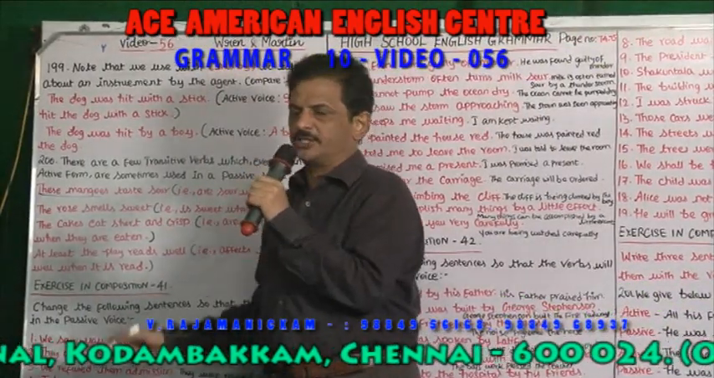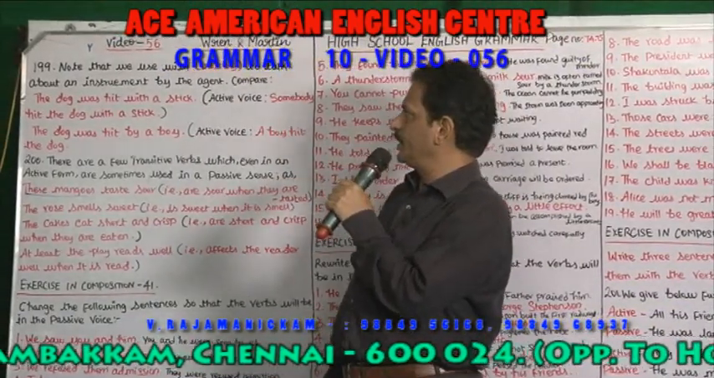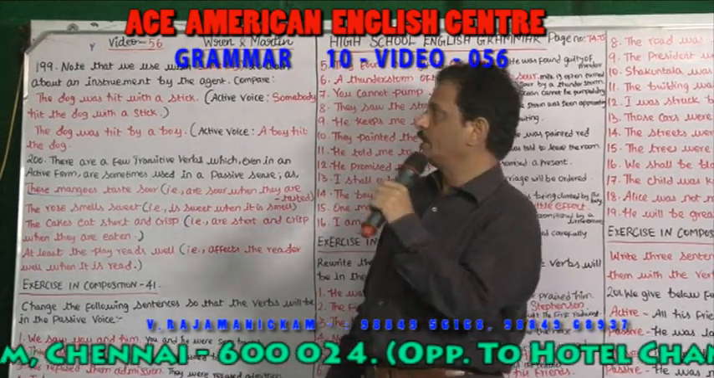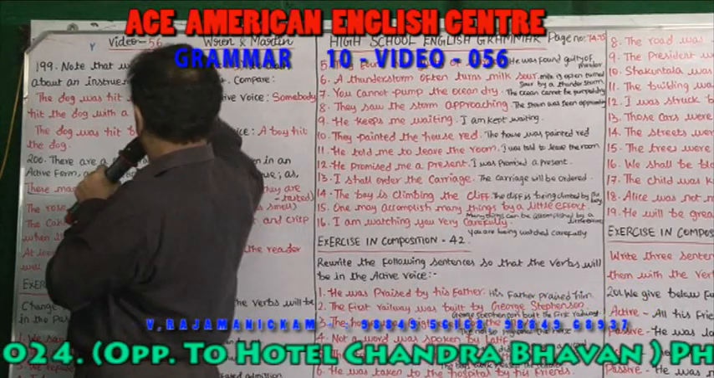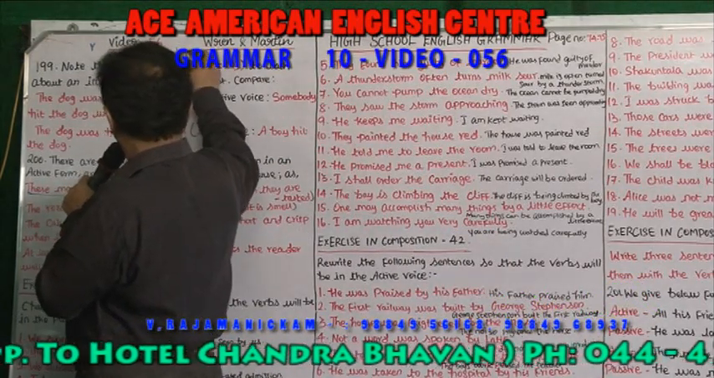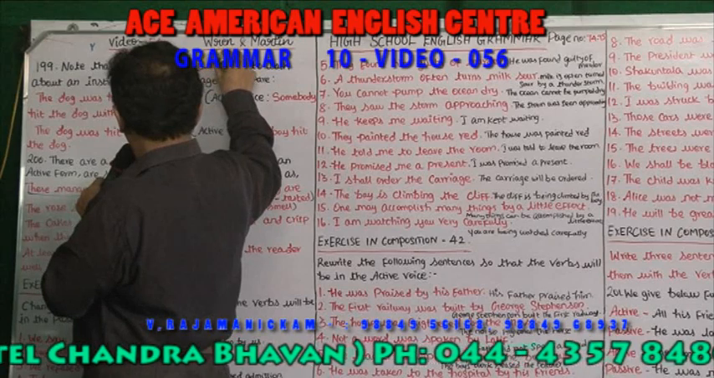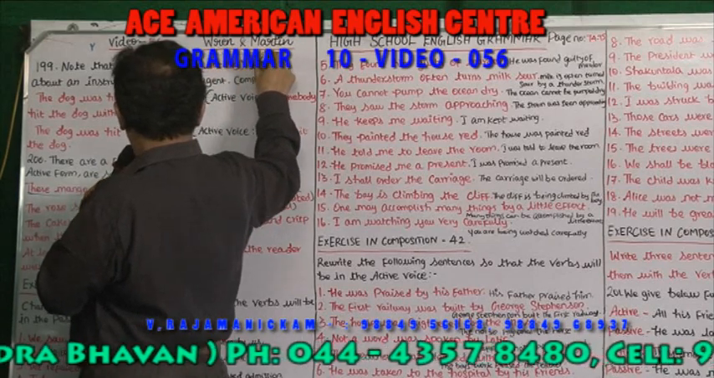Take your Raymond Murphy book. We have come here to page number 56. So here, the topic is active and passive voice. Active and passive voice. So this is what we have come to. Now coming here.